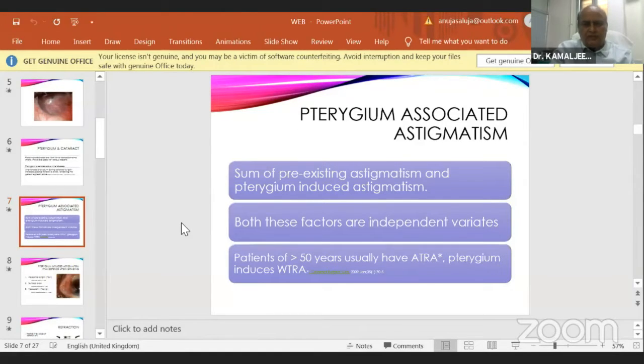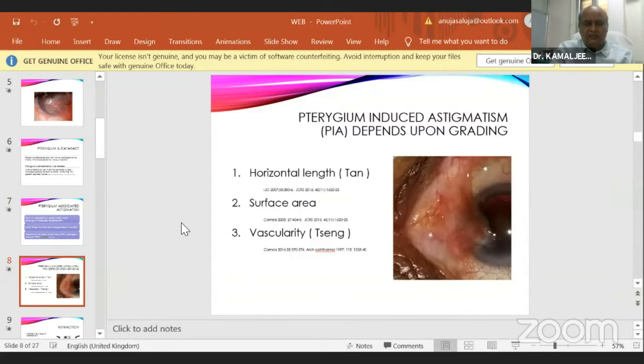And so therefore it's pterygium, as we all know, that it leads to astigmatism, and there could be some pre-existing astigmatism, and there could be a pterygium induced astigmatism also. So both these factors independently lead to a lot of astigmatism, and then we have to correct it. Patients of more than 50 years usually have against the rule astigmatism, although the pterygium induces with the rule astigmatism. So this can even negate the astigmatism.